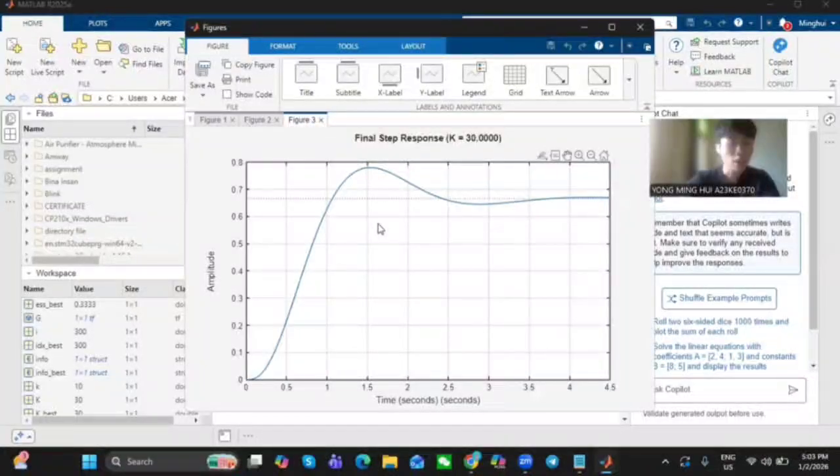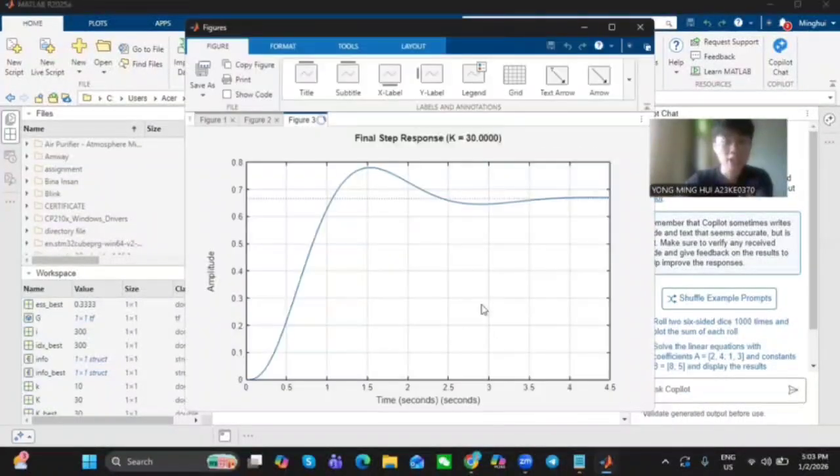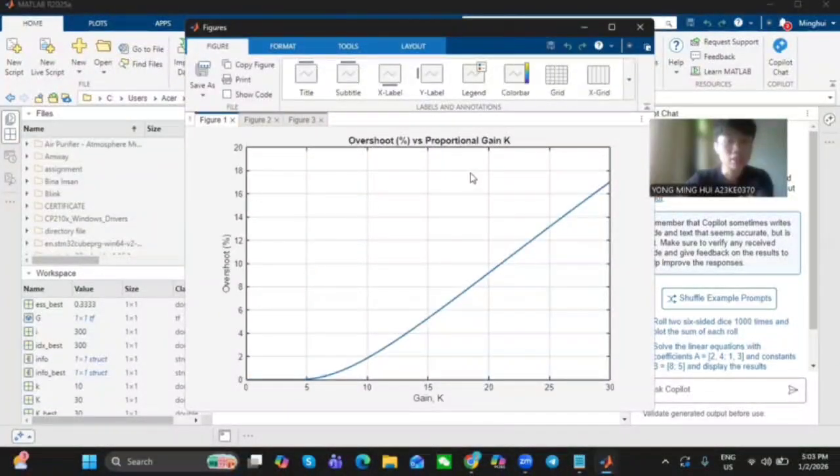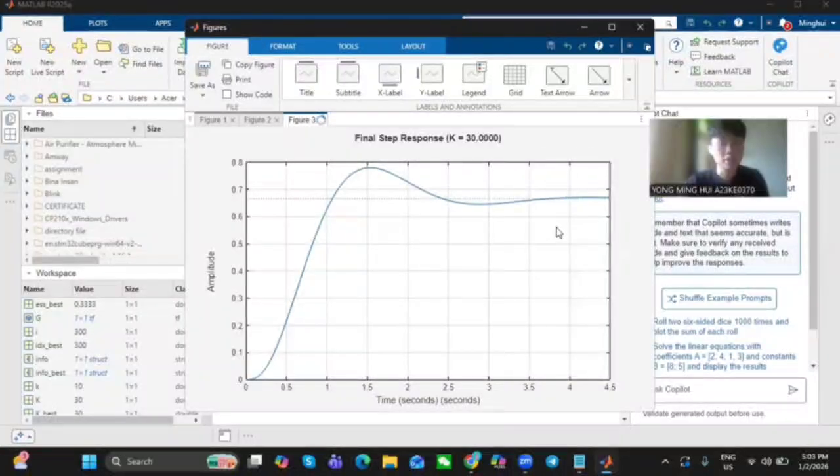So in method 1, a range of proportional gain values is tested using the MATLAB simulation here. The overshoot is calculated using the stepinfo command, and the gain that produced overshoot close to 20% is right here. After we run the code, here are the figures that are generated. Firstly, it shows the overshoot with the approximate proportional gain K, and also here the step response, and the final step response.